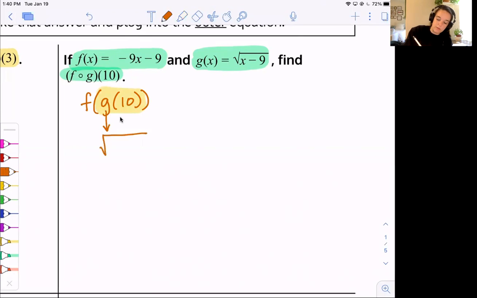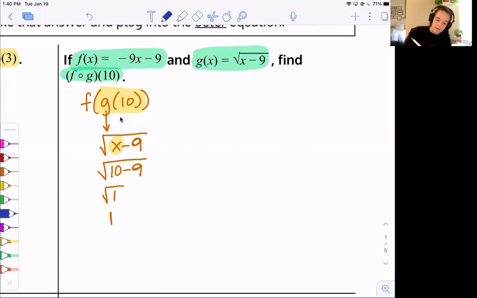g is the square root of x minus 9. I'm going to take out the x and put in the 10. So I'm putting in 10 minus 9. 10 minus 9, I know, is 1. And the square root of 1, I can either do in my calculator or I can know, right? I need something times something that gives me 1. Oh, I know it's 1. 1 times 1 gives 1. The square root of 1 is 1. So I know that g of 10 is 1.